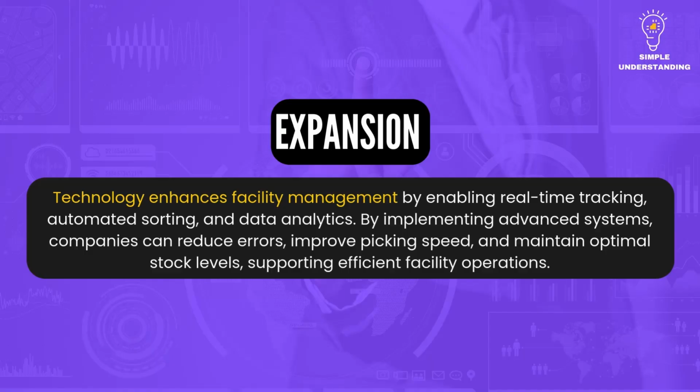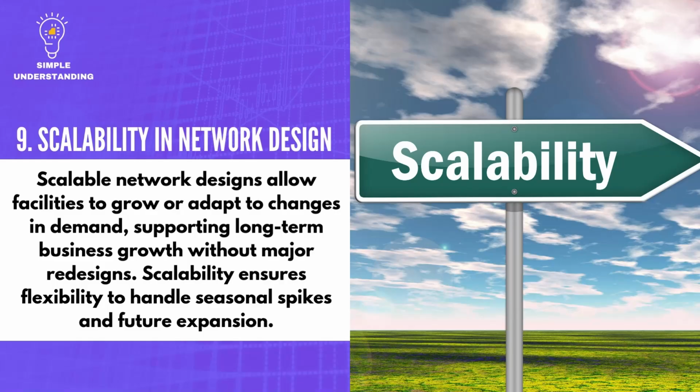Expansion. Technology enhances facility management by enabling real-time tracking, automated sorting, and data analytics. By implementing advanced systems, companies can reduce errors, improve picking speed, and maintain optimal stock levels, supporting efficient facility operations. 9. Scalability in network design. Explanation. Scalable network designs allow facilities to grow or adapt to changes in demand, supporting long-term business growth without major redesigns. Scalability ensures flexibility to handle seasonal spikes and future expansion.